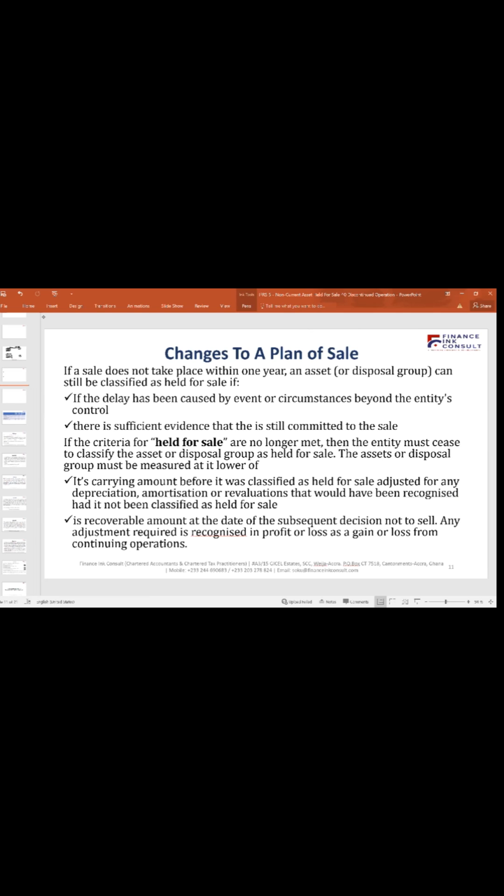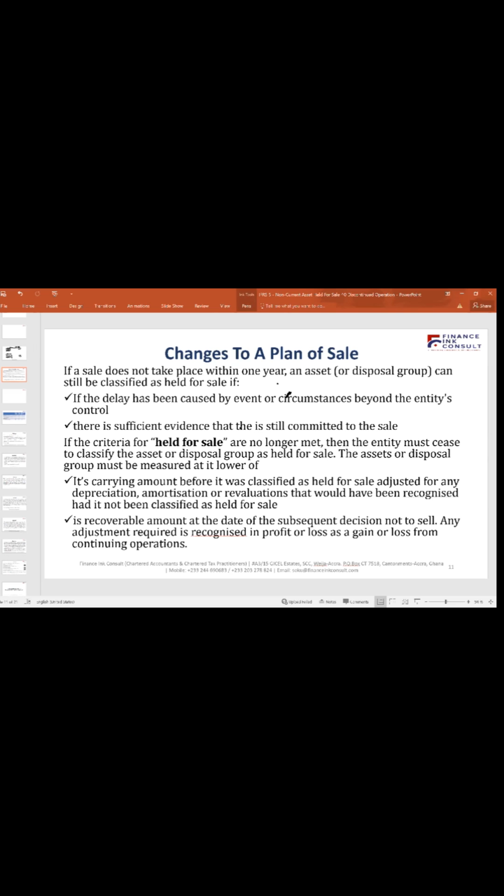So if a sale does not take place within 1 year, remember we said 12 months, it should be highly probable, so you're looking at 12 months. So you're saying that if it doesn't happen within 1 year, an asset or a disposal group can still be classified as held for sale. And here are the two things.